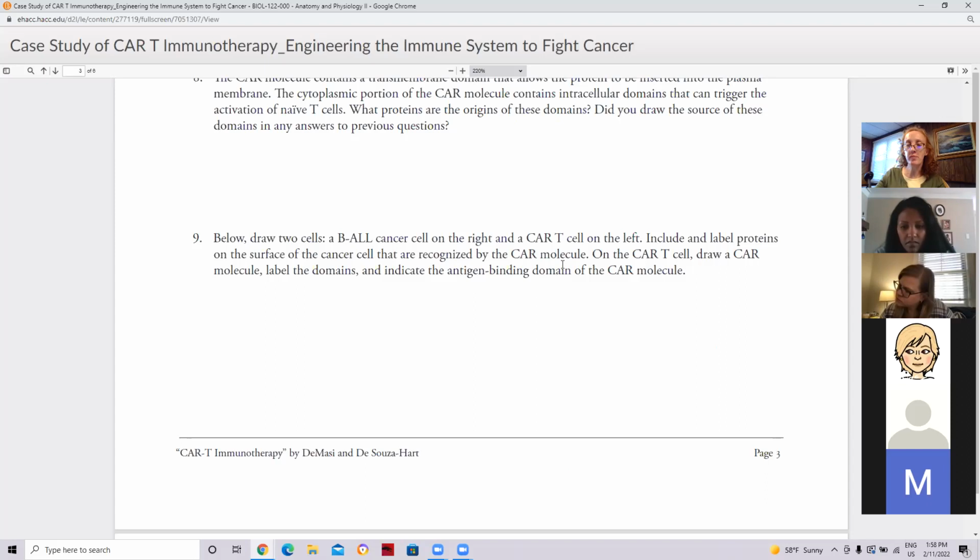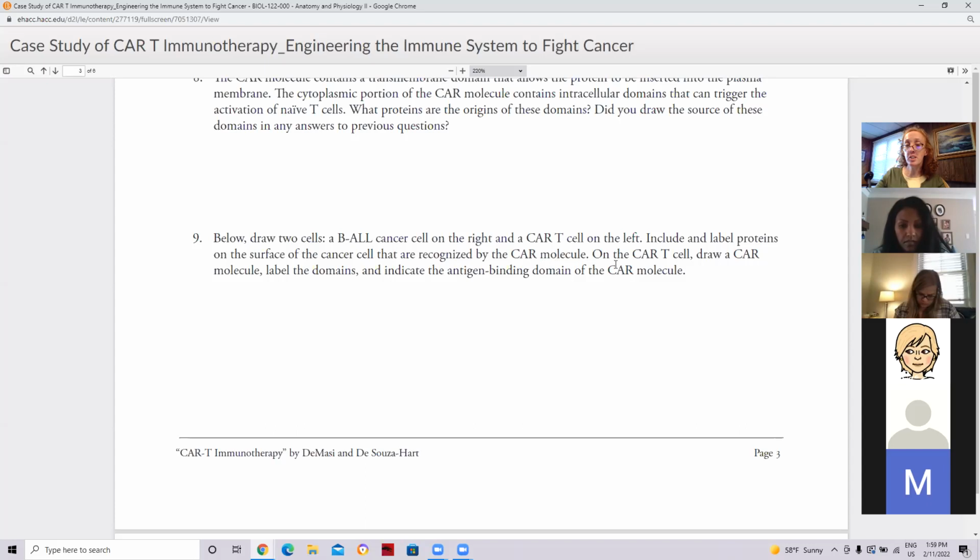What's the major one? The CD19, because it's what's found on the cancer cell, right? CD19 that's going to be found within an MHC1 molecule. And that's what's going to be recognized by the CAR molecule, this antigen receptor.